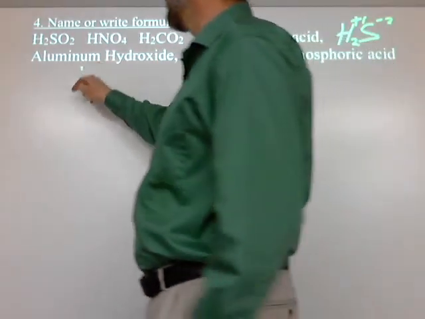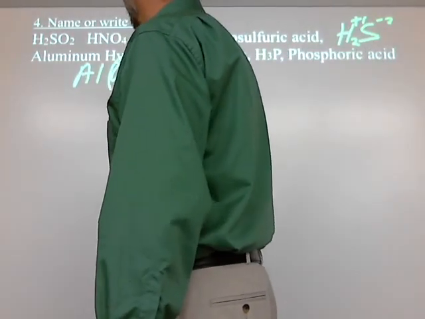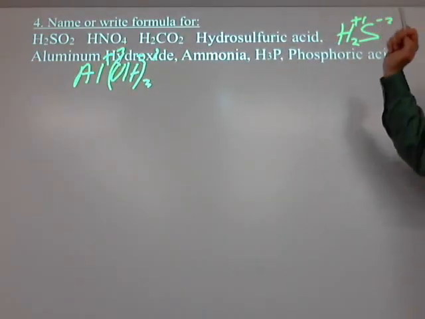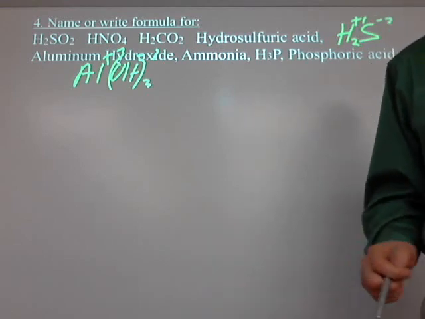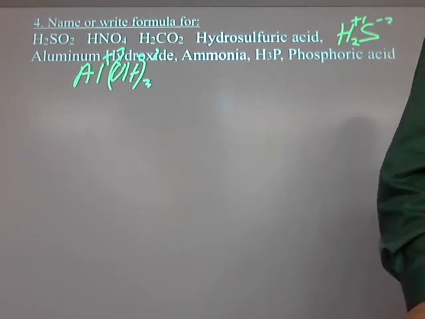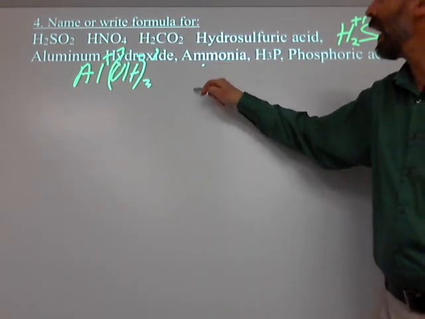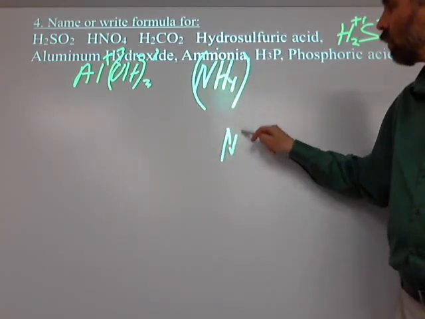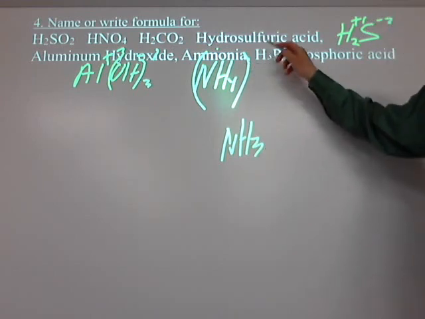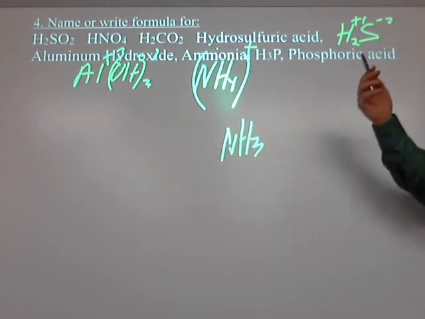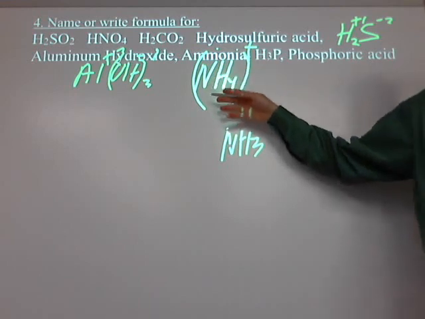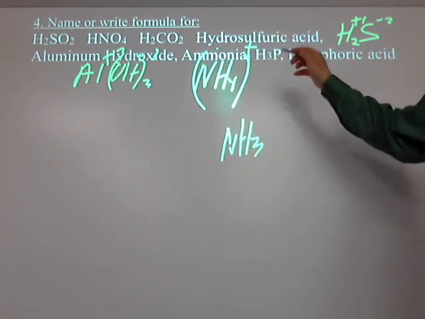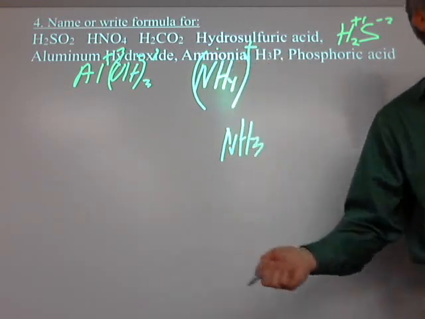Aluminum hydroxide, I think everybody can do that one by now, although you do have to use the charges, +1, +3, -1. Ammonia. Many people had this wrong. Ammonia is not NH4, it's NH3. Why does everybody write down NH4? Because they're looking at the common ion sheet. That's the polyatomic ion formula, the ammonium ion, not ammonia. That's after it has already accepted an H from somebody else.